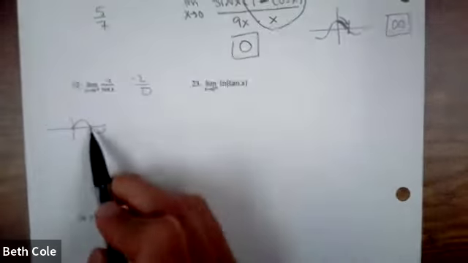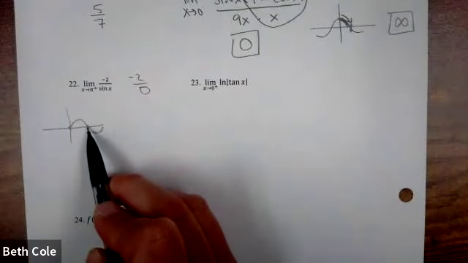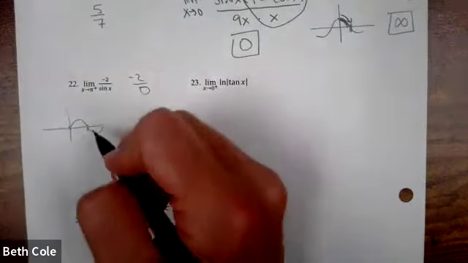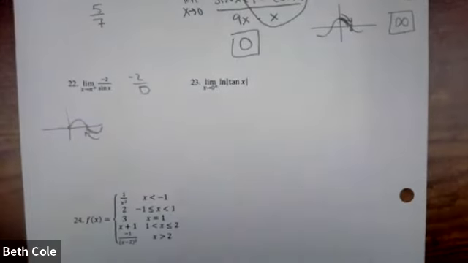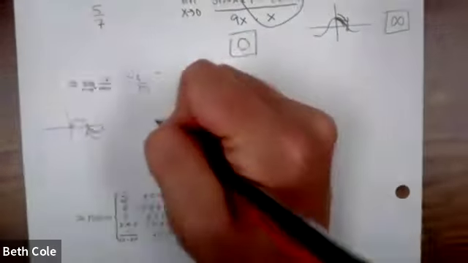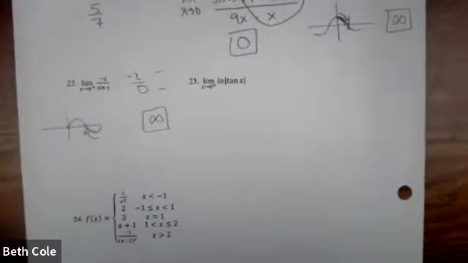Here's pi. Are we approaching from the left or the right? Now, if you approach from the right, where are these values? Under sea level. That's negative. -2 is obviously negative. So positive infinity. Beautiful. You guys got it. Nice. That's about as hard as I can make it.